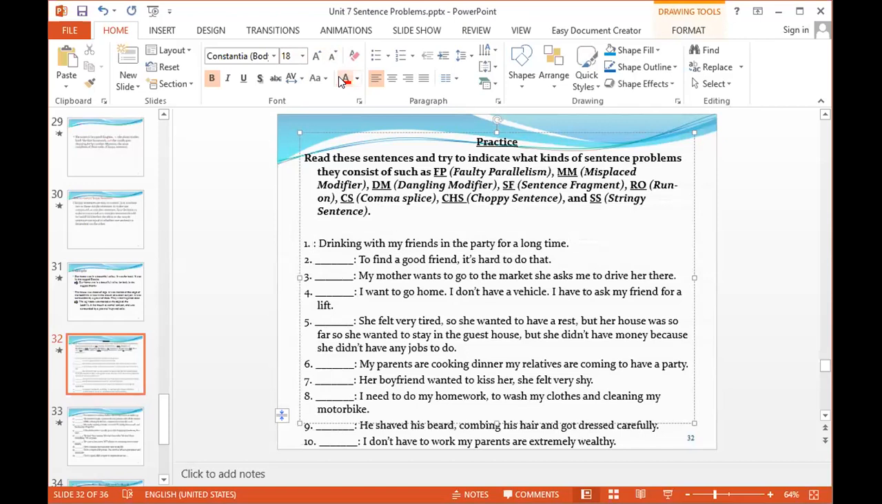For example, if we put a comma here, then it is a sentence fragment. Drinking with my friend in a party for a long time. How about number 2? What mistake is it?